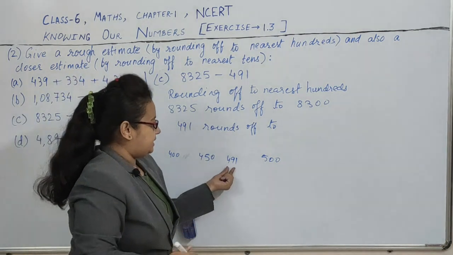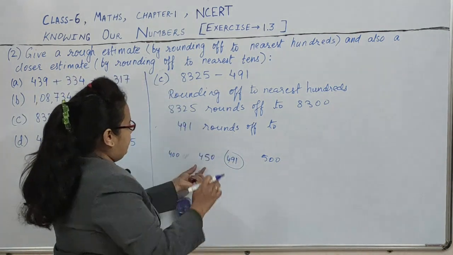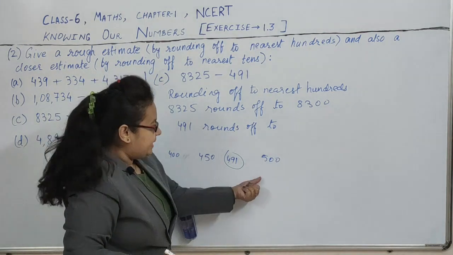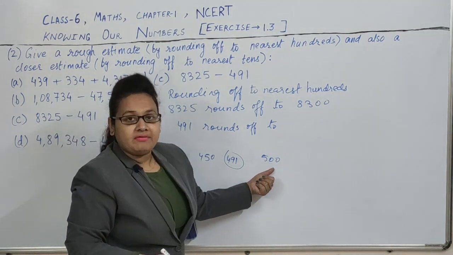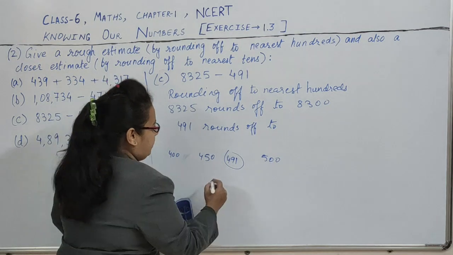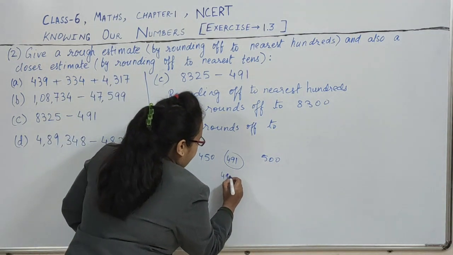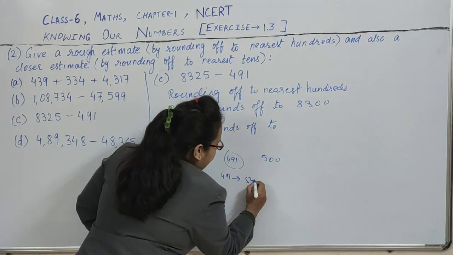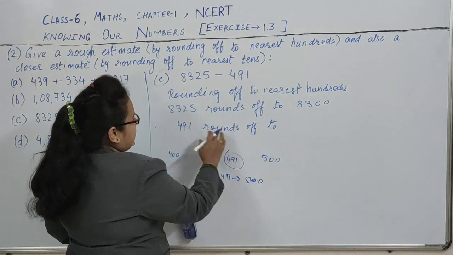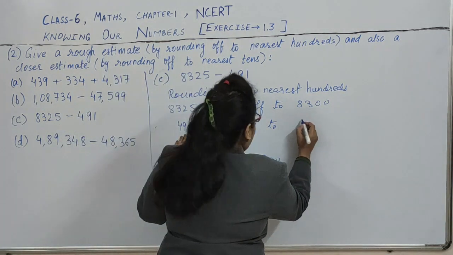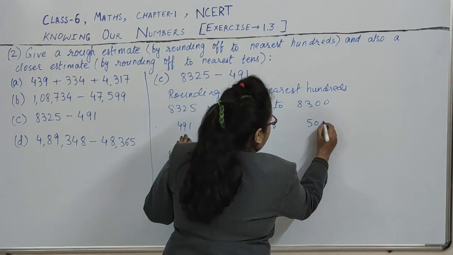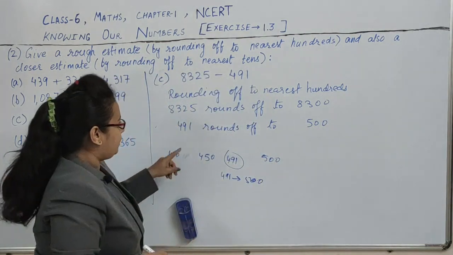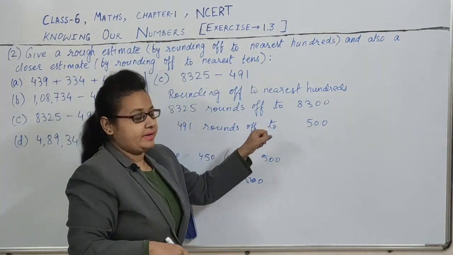And this 491 is greater than the middle number and it is closer to 500. So this number will be rounded off to 500. 491 will be rounded off to 500 to the nearest hundreds.